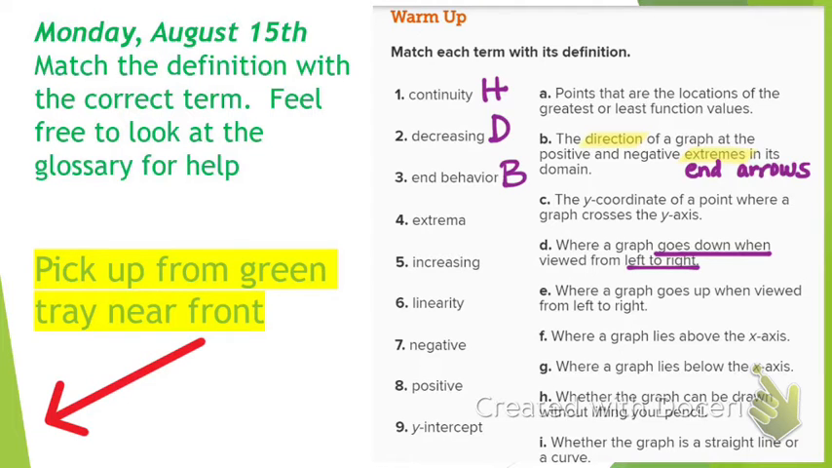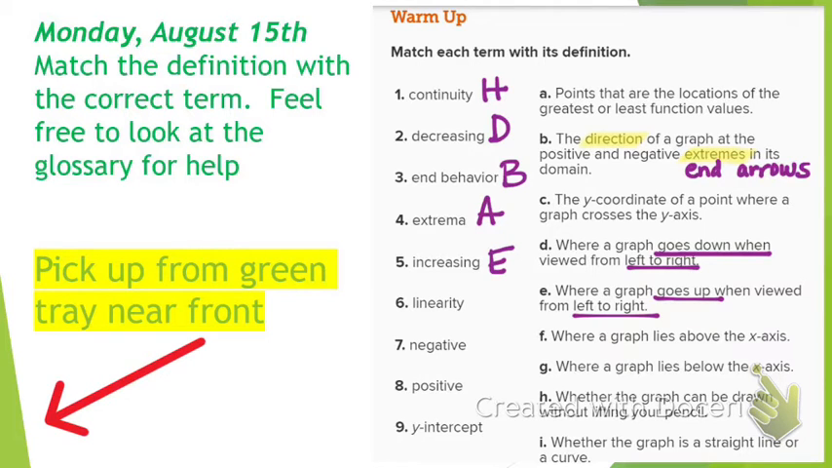Number 4, extrema. Was it A? A. I got the 2 mixed up. Number 5, increasing. E is in Edward. Yep. So that's when the graph goes up, left to right.